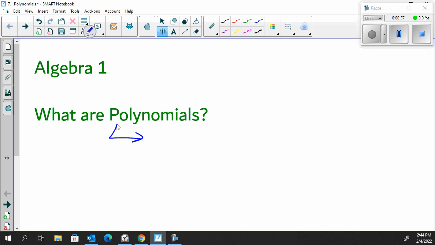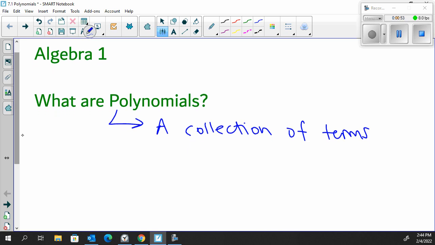A polynomial, let's just call it this. It's a collection of terms. A collection of terms. So that could look like a couple different things. Like this, 2x squared plus 3x plus 4. That's a polynomial. Each one of these things is a term. Each one of the pieces, we call that a term. Okay?